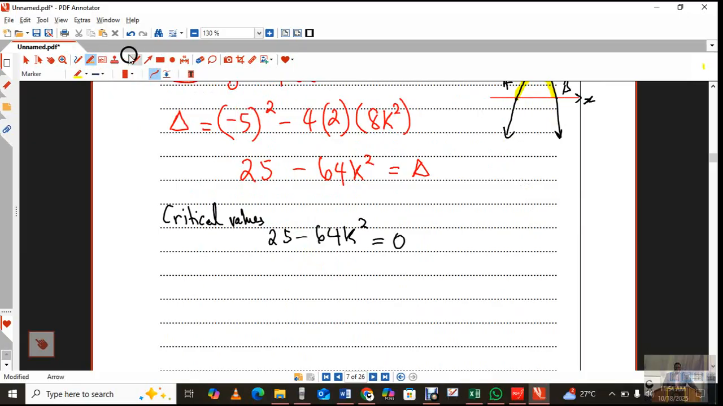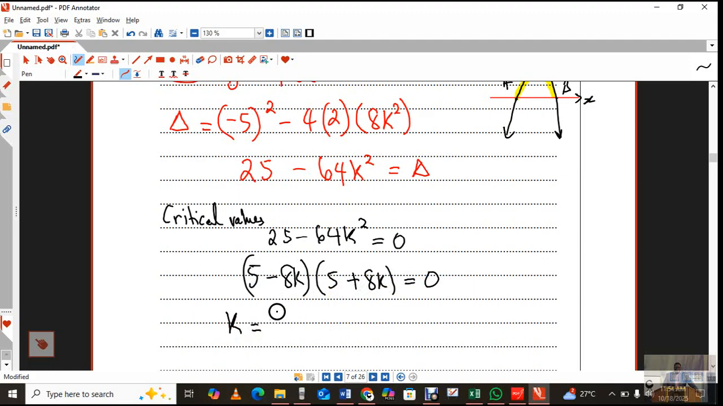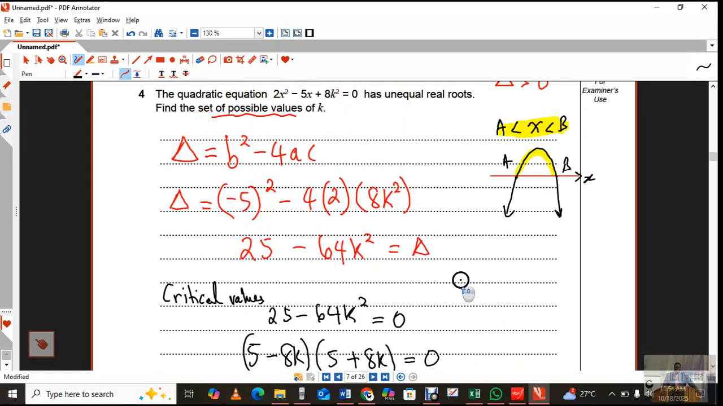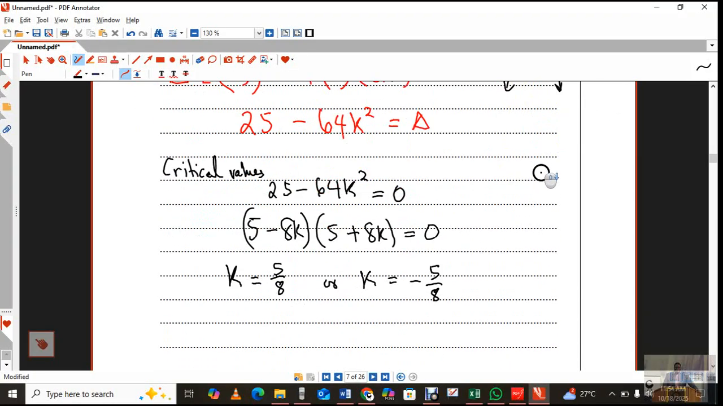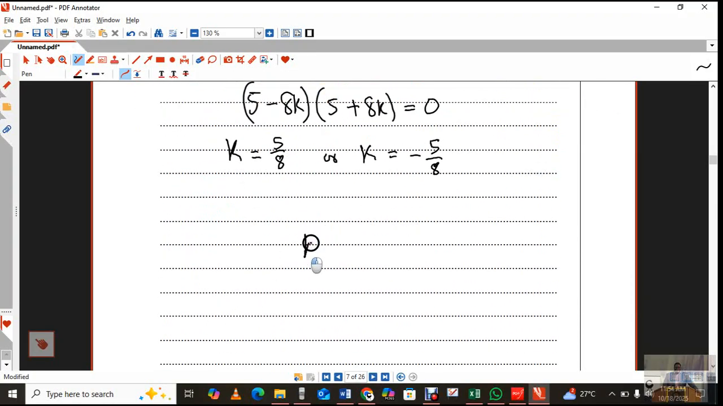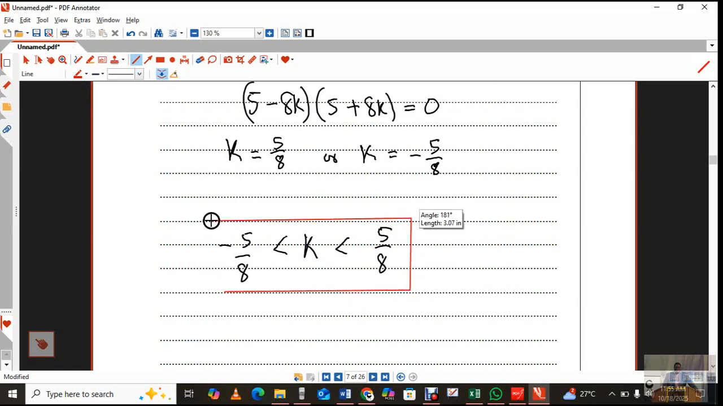All right, so solving here, you're going to get 5 minus 8k. That's like the difference of two squares, and the other bracket will be the conjugate of the other one, which is 5 plus 8k equals to 0. You will have one answer of k will be 5 over 8, and the other one will just be the opposite, which is negative 5 over 8. But remember, our answer is supposed to be an inequality, possible values. So it's going to be that form where the k is in the middle, flanked by the bigger value here, which is 5 over 8, and the smaller value here, which is negative 5 over 8. Right, and that is the solution as required.